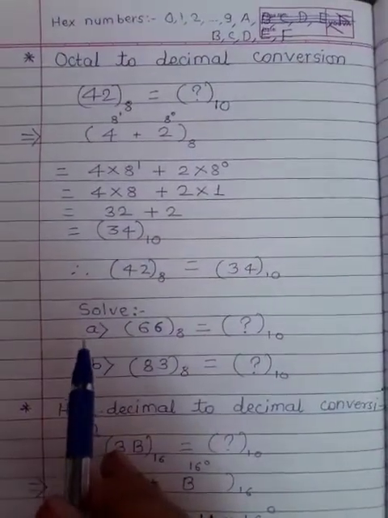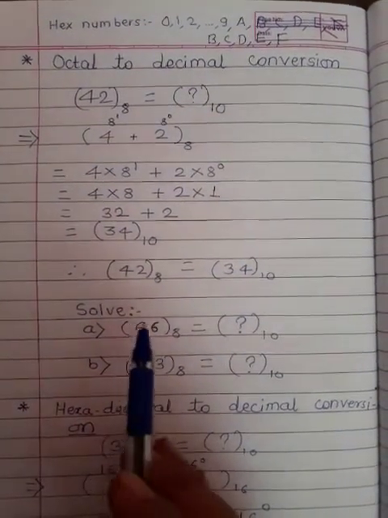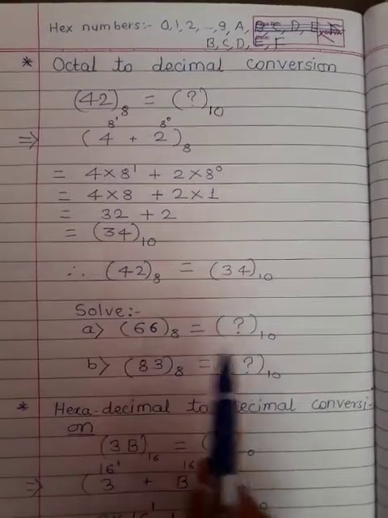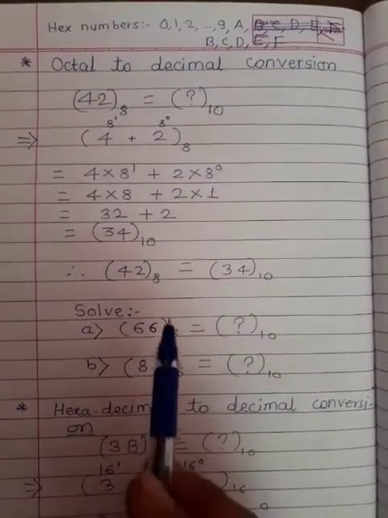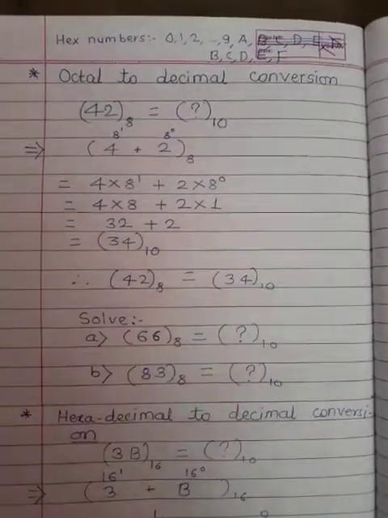Similarly, you have to solve A and B. You have to convert 66 into decimal and 83 into decimal. Use the same steps as I have explained.